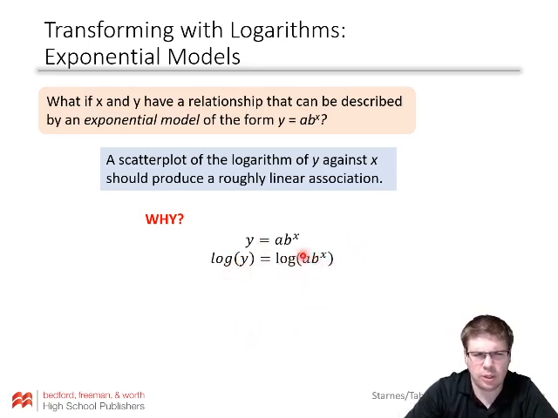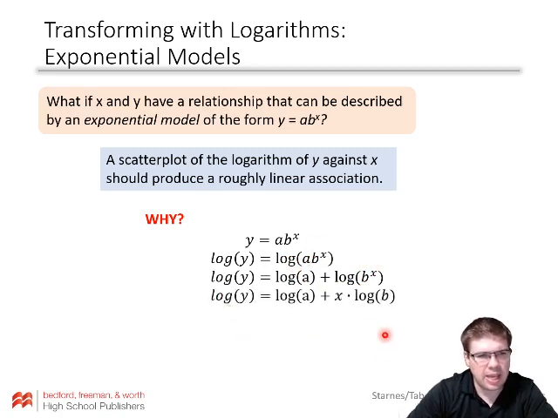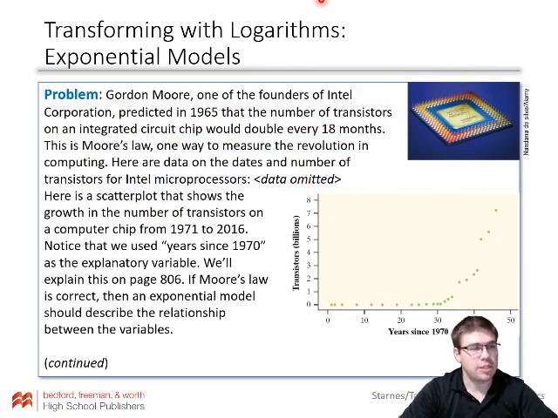But we'll see if we follow our log rules here. So we can split this up into log a plus log b to the x, and then we can bring that x out front. And so what we end up with here is a linear relationship between x and log y. Log b is just a constant, so b would be whatever your base is. So x times a constant plus a constant equals log y. So x and log y follow a linear relationship, and that's if it originally was exponential.